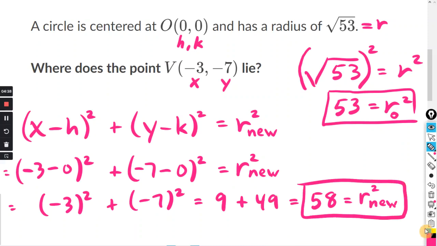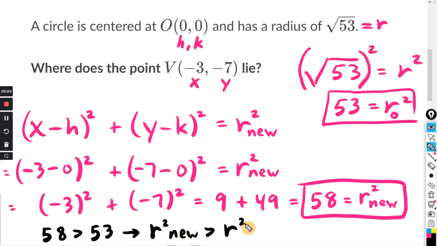So we said in the beginning, if the new r squared, we can see 58 is greater than 53. Right? 58 is greater than 53. And we said in the beginning, if the new r squared is greater than the original, then it's going to be outside the circle.